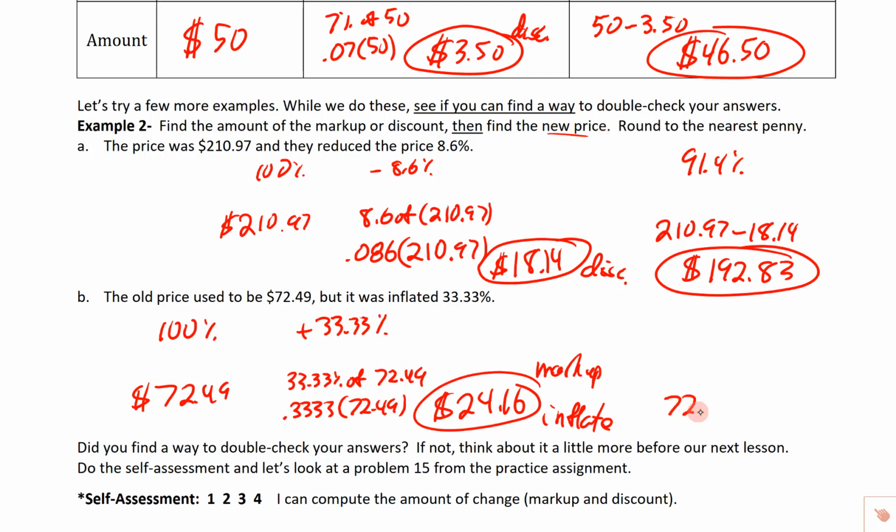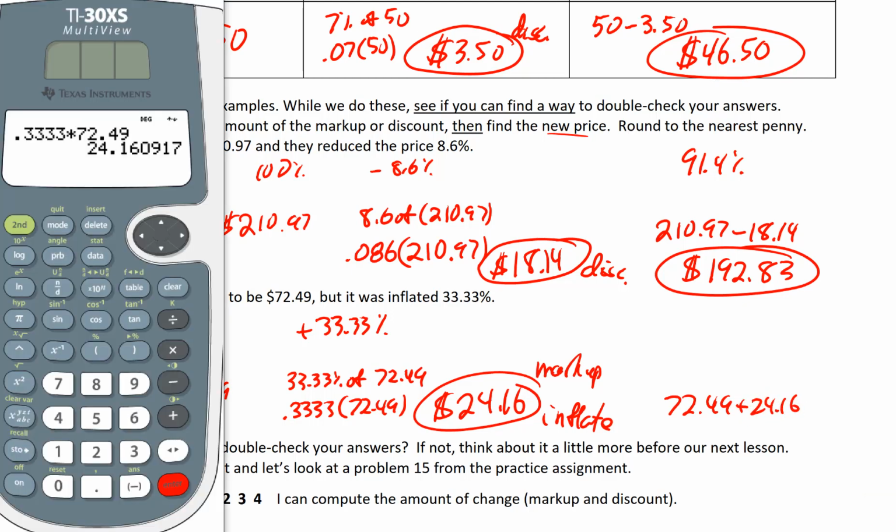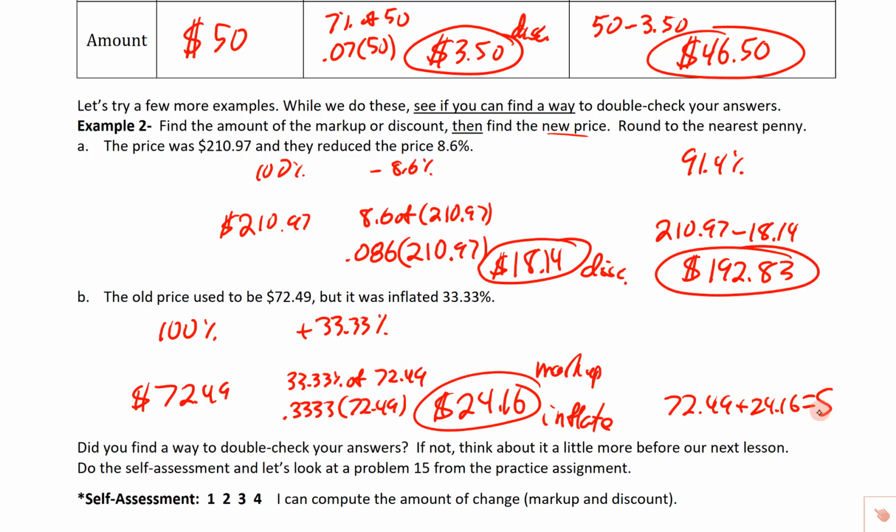So we're going to do the $72.49, and because it went up, we're going to add $24.16. Let's see what that is. 72.49, and we're going to add 24.16. Make sure it looks right. I get $96.65. So the answer on this one is $96.65. Okay, that right there is the answer.